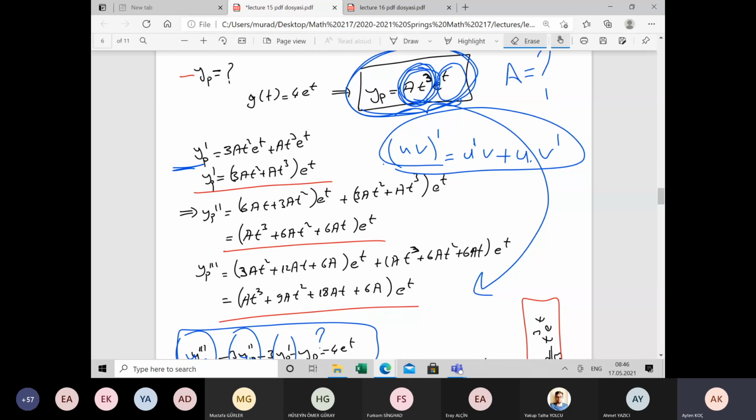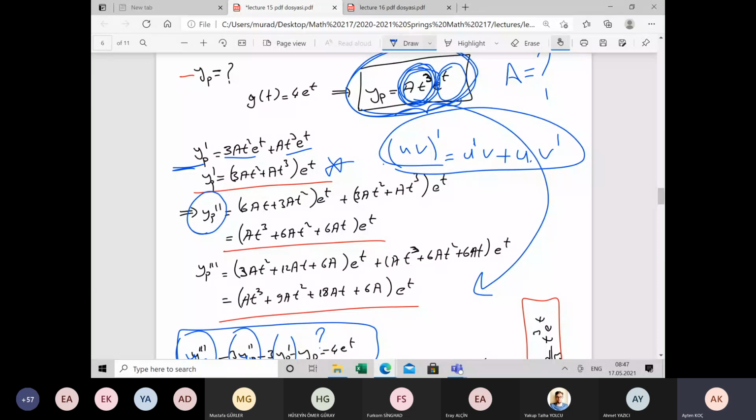Look at this one, e to the t is a common factor, so write it out. Then take the derivative of this and differentiate with respect to t, again using the product rule. This one is u, this one is v: u prime times v plus u times v prime. So e to the t is the common factor, rewrite this and differentiate again, and then we obtain all the derivatives needed for our differential equation.